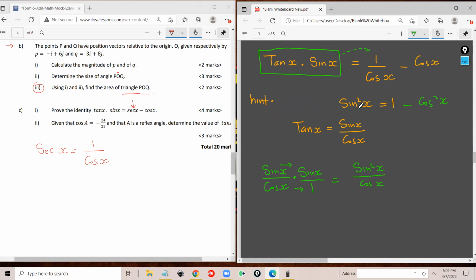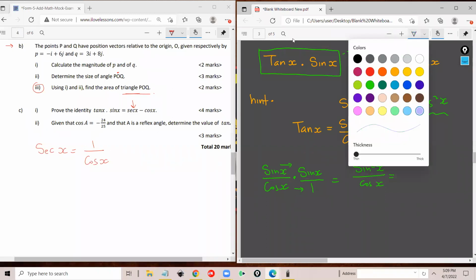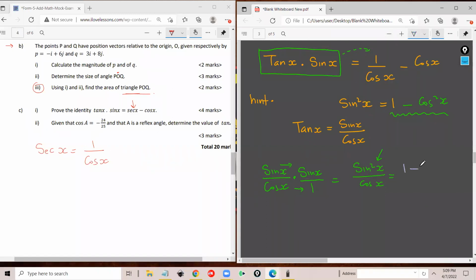Anywhere we see sine squared x, if we wish, we could throw it away and replace it with what? 1 minus cos squared x. How lucky of us. We have a sine squared x here, so let's throw it away. We're going to replace it with 1 minus cos squared x, and this whole thing is divided by what? Cos x.